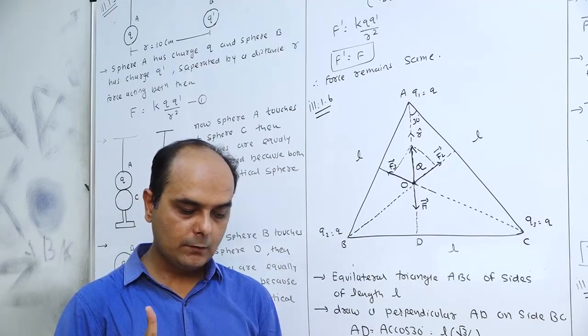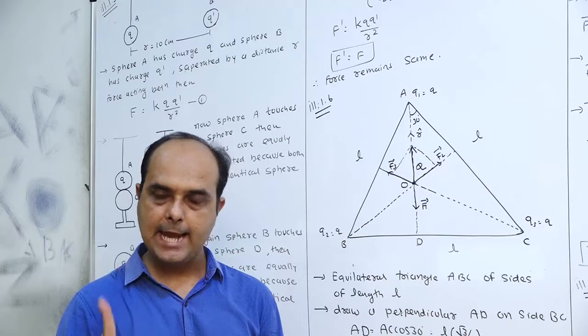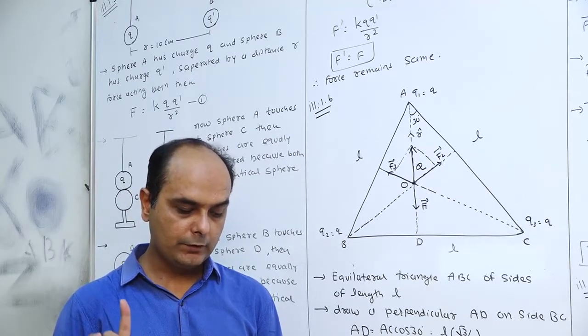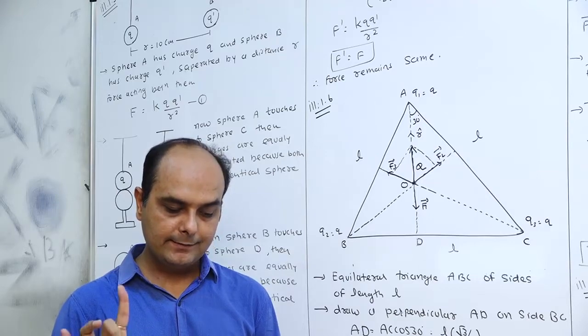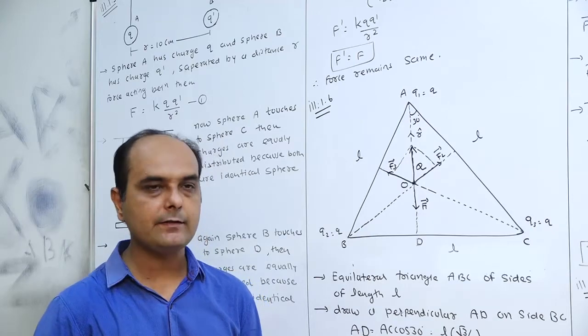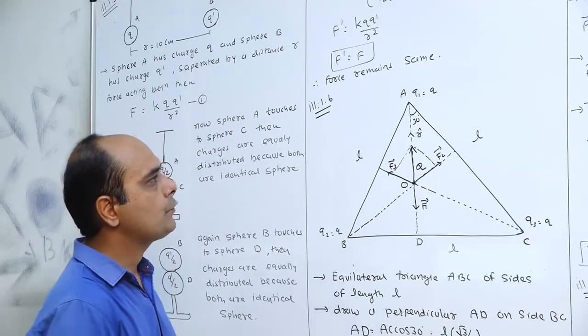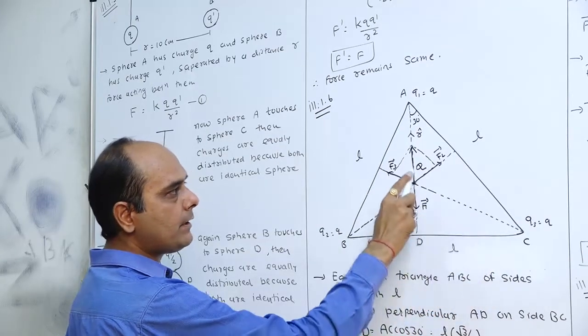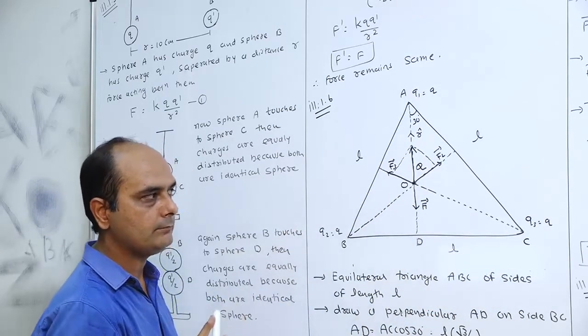At the vertices of an equilateral triangle of side L, what is the force on the charge Q placed at the centroid of the triangle? So there are three charges, q, q and q, and at the center of the triangle there is a capital Q charge.